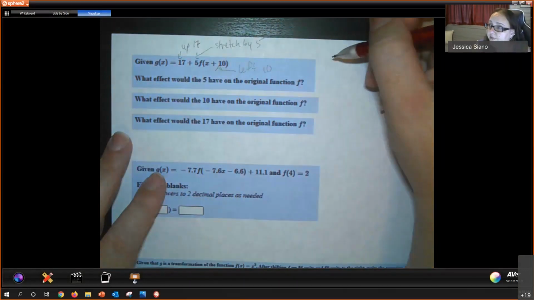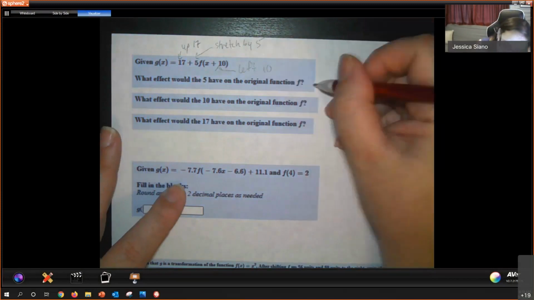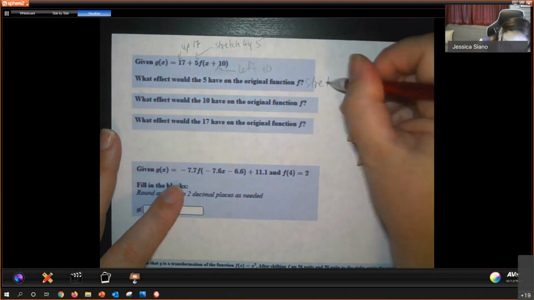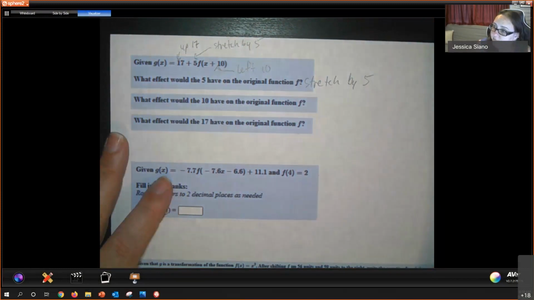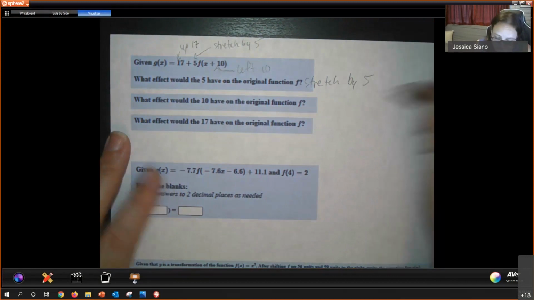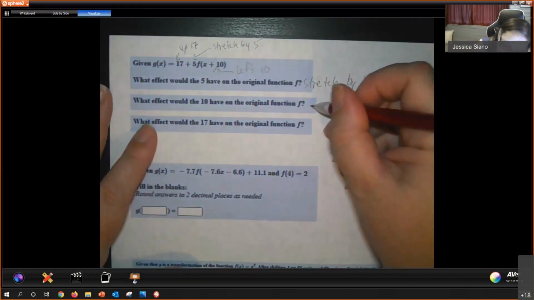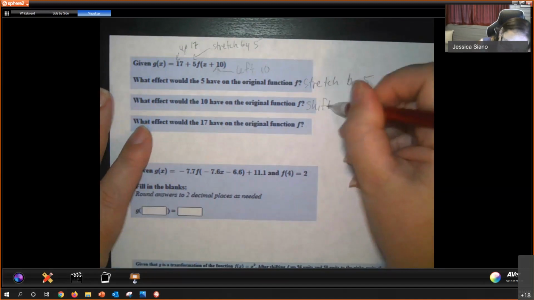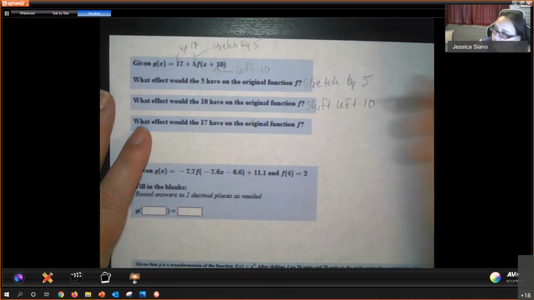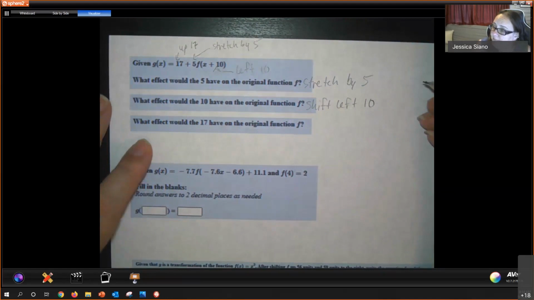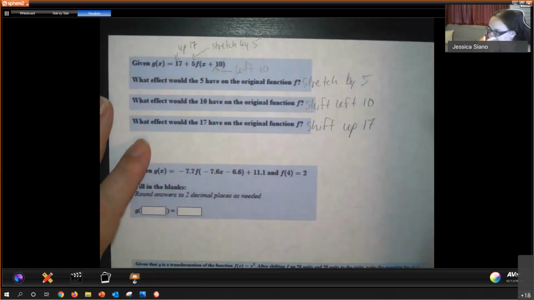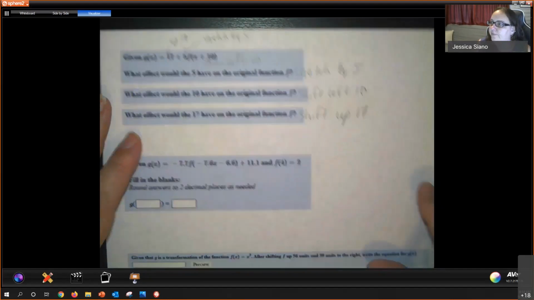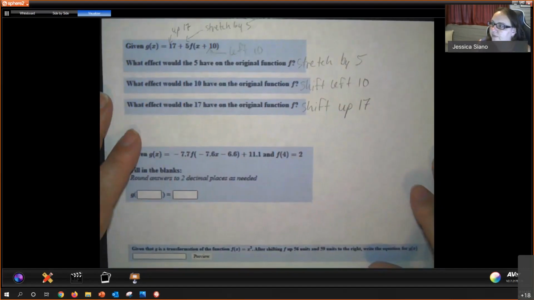Okay? So what effect does the 5 have? The 5 would be a vertical stretch by a factor of 5. What effect would the 10 have? The 10 would shift the whole graph left 10 units. And what effect would the 17 have? The 17 would shift the whole graph up 17 units. Okay.